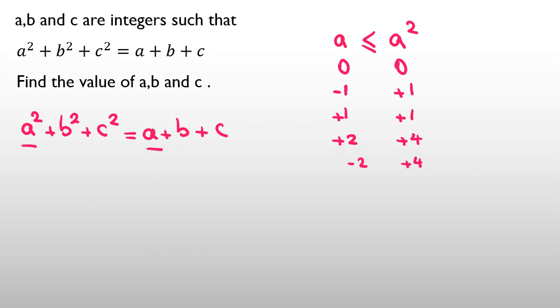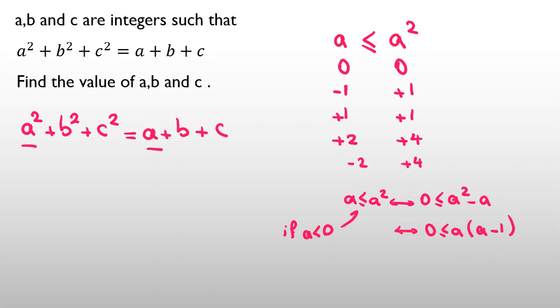How can we prove that? Let me tell you. I want to prove this. It is equivalent to taking A to the right hand side. It will be A squared minus A, and then it is equivalent to saying 0 is less than or equal to A times A minus 1. So if A is negative, if A is less than 0, we can obviously say A squared is positive and A is negative, so it's okay.